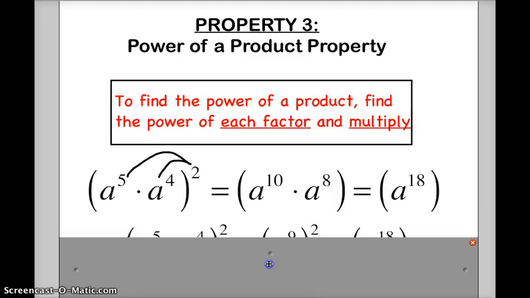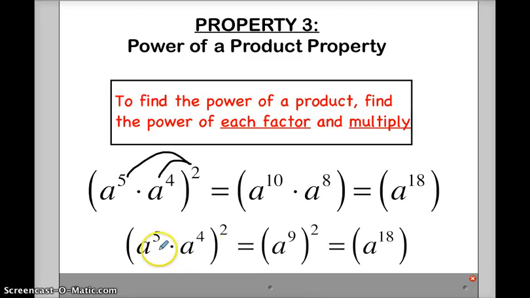The second example would be to first add the exponents together because of the common base. After we do that, we're going to distribute this exponent in. 9 times 2 also gives you 18. Two different ways to do the same simplifying.